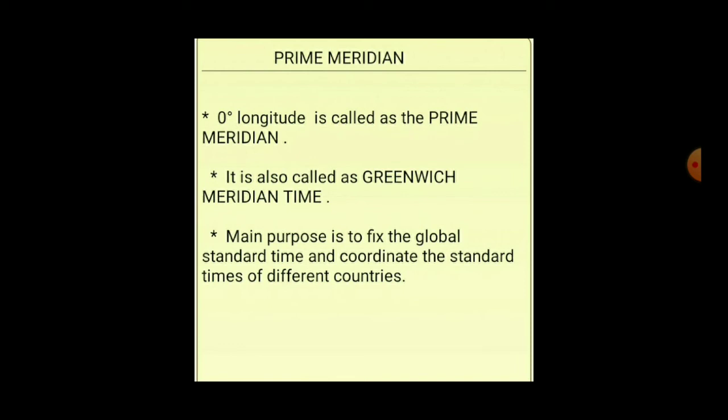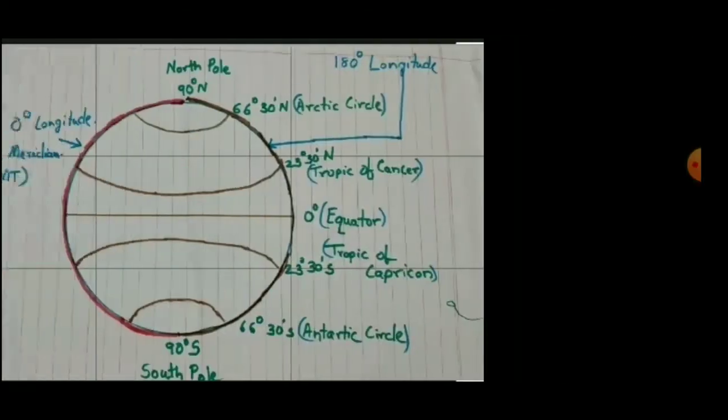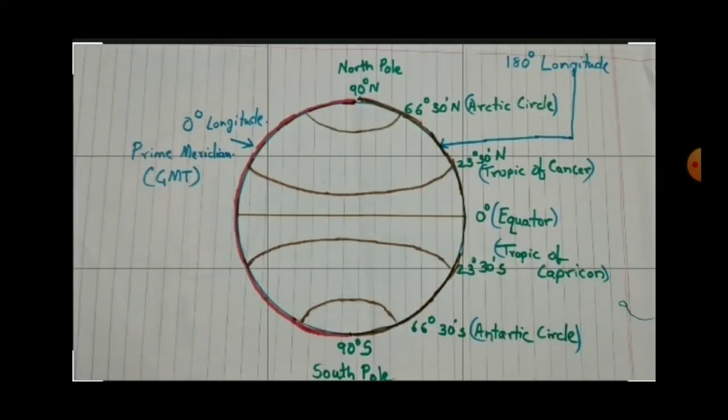The main aim of GMT is to fix the global standard time and to coordinate the standard times of different countries. Let us come to 180 degree longitude. Another important meridian is 180 degree longitude. Here you can see 180 degree longitude shown in brown.